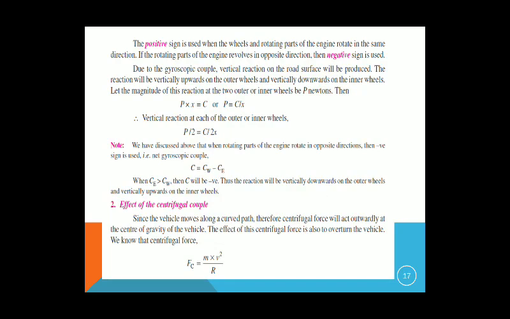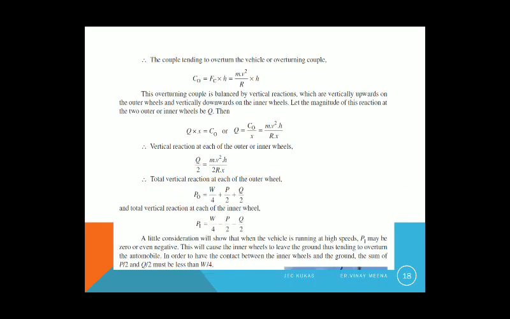Effect of centrifugal couple: Fc is equal to M multiplied by v square upon R. Therefore, finally, the total vertical reaction at each of the inner wheels P1 is equal to W upon 4 minus P upon 2 minus Q upon 2.